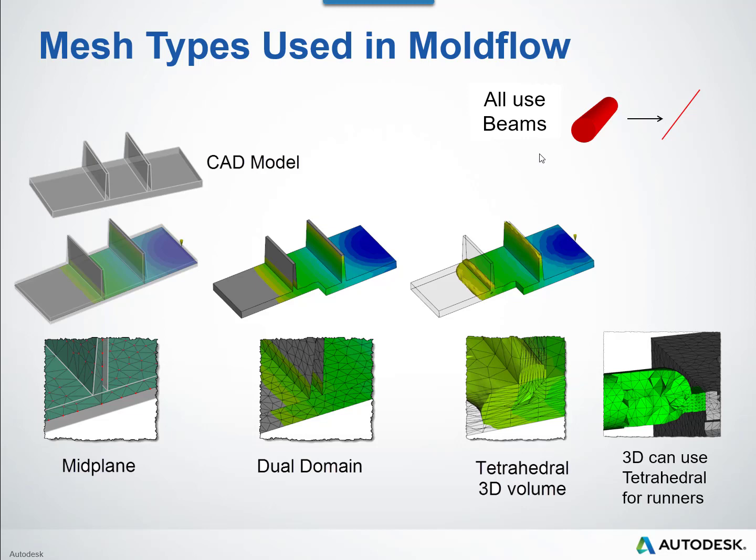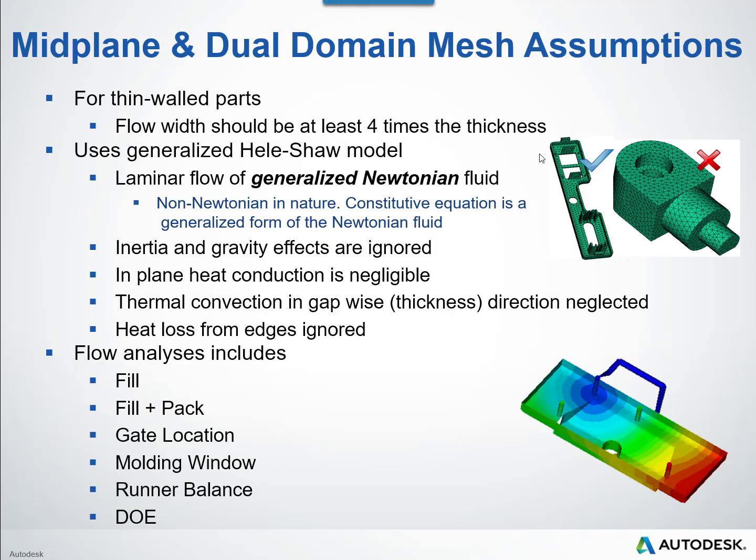As you can see, we can create boundary layers not only at the skin but across the core and to the other side of the skin, and that can be used for the runners as well. Midplane and dual domain are most commonly used, or I would say now 3D is also commonly used, but 10 years back or so, midplane and dual domain were very popular in the automotive and appliance industry.